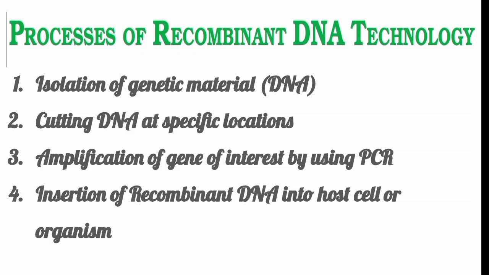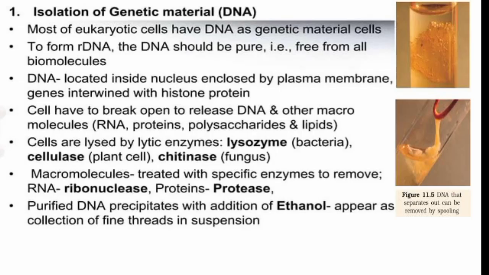In the process of recombinant DNA technology, I will first have to isolate the genetic material, which is the DNA, and cut the DNA at specific locations using restriction enzyme. Then the gene of interest needs to be amplified by PCR. And then there is insertion of recombinant DNA into the host cell or organism.